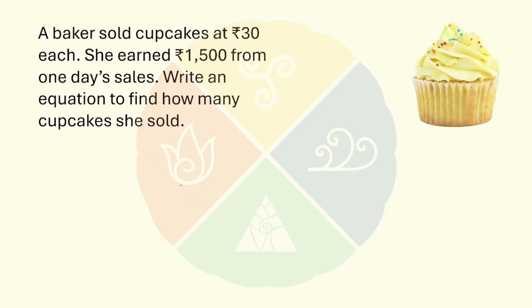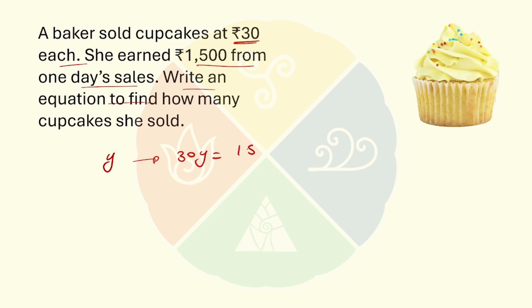Again, pause the video and solve it yourself. I'm going to give you the solution. A baker sold cupcakes at 30 rupees each. He earned 1500 rupees in a single day's sale. Write the equation to find the number of cupcakes. Let's assume that he sold Y cupcakes. One cupcake is 30 rupees, so Y cupcakes will cost 30Y rupees.